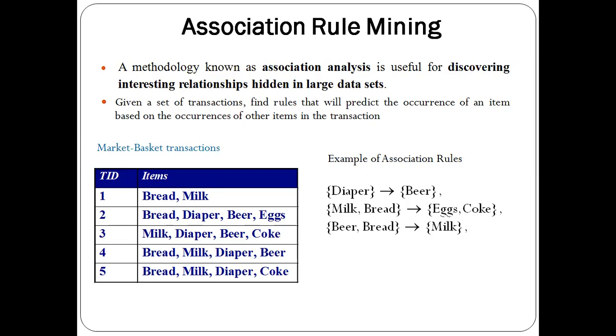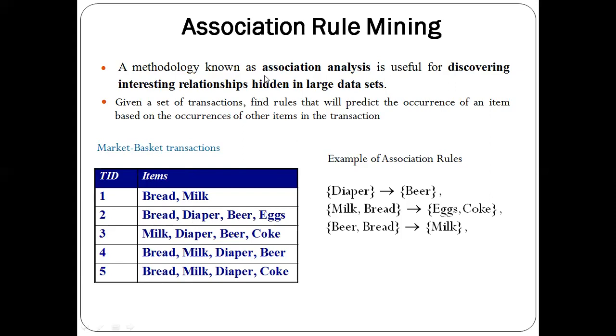Based on the items occurring in a transaction, you will be predicting the next item, or the next product, that will be bought by the customer. For example, if a person is buying bread in these transactions, then you can predict that he is also going to buy milk, or if he's buying a diaper, then he's also going to buy a beer. Like that, you can predict here.